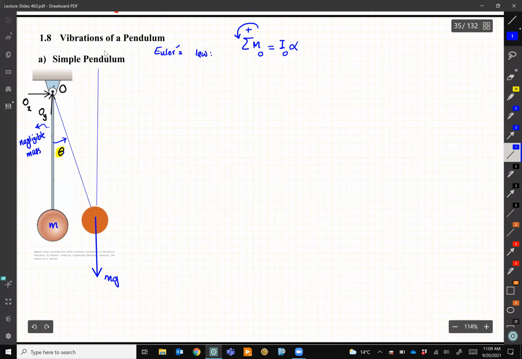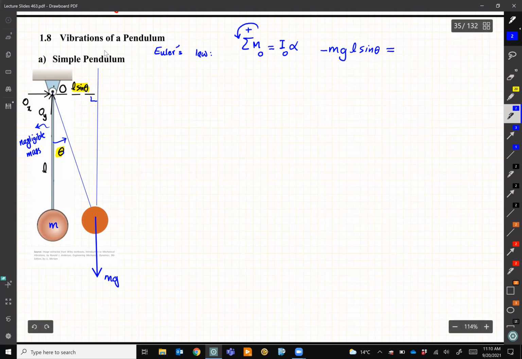I need to draw a line along the force, right? This force is along this line. And then I need to find the perpendicular distance between this point O and this line. And this distance, I can easily figure out. Let's assume the length of this pendulum is L, which should have been given by the question. So this distance will be L sine theta. All right, so let's take the moment about that point. It's going to be minus mg, because the force tries to rotate it in the opposite direction of theta, minus mg times the distance, L sine theta. That's the only force that I have.